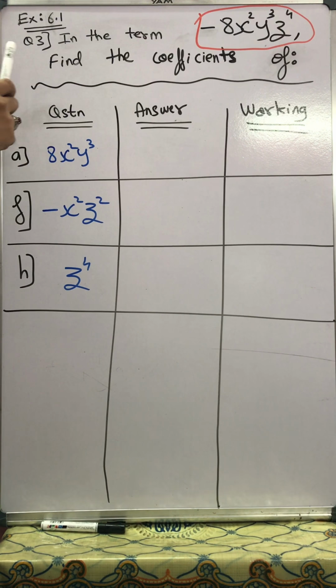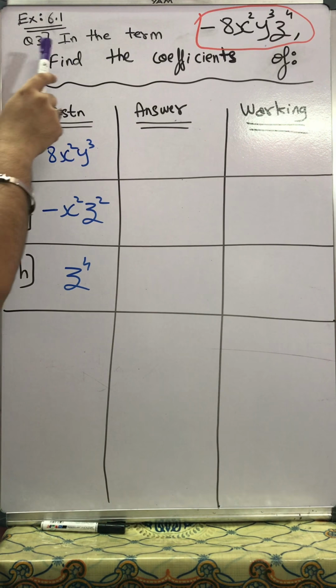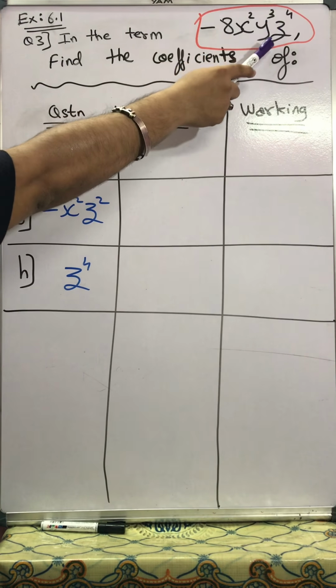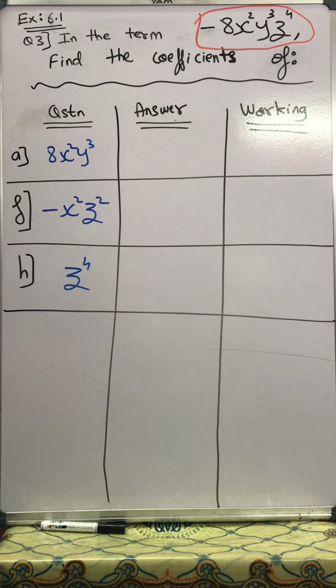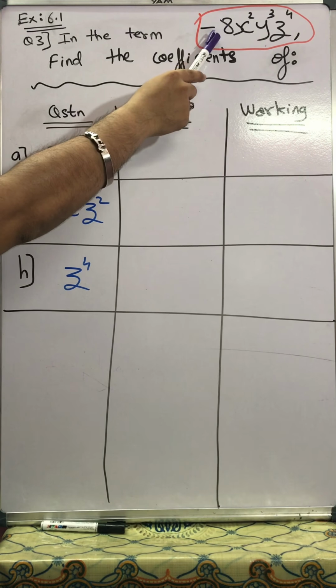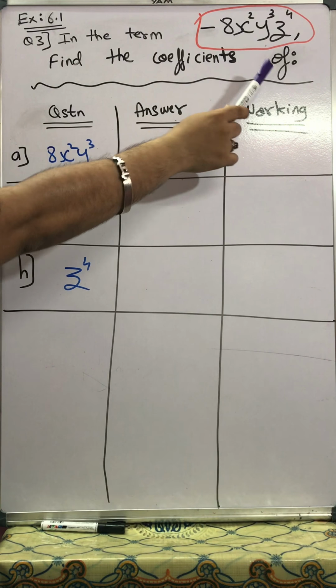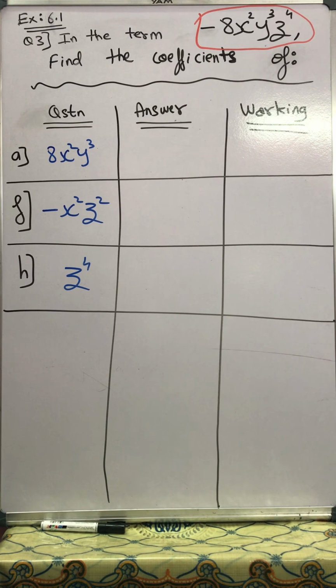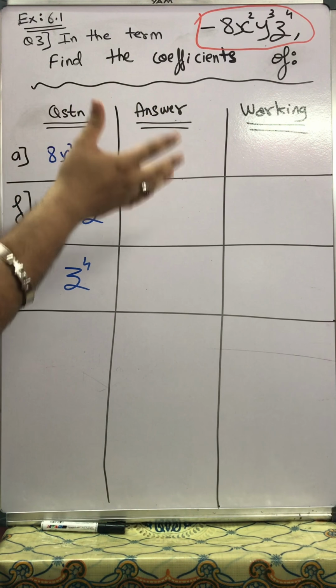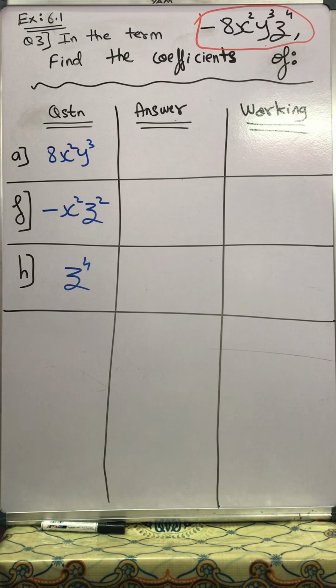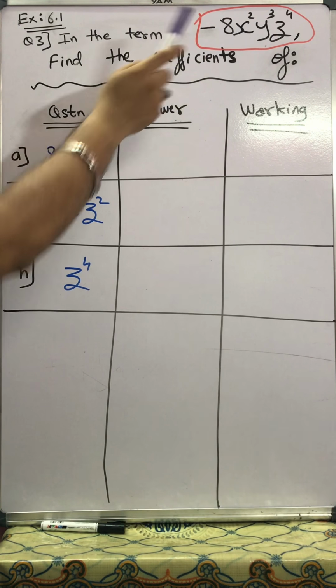Students, now question number 3. It's in the term minus 8x square y cube z raised to 4. Okay, see, I have highlighted this with the orange color. Find the coefficients of. We need to find the coefficients of, so we have to compare each and every question with this term. This will be a reference term.